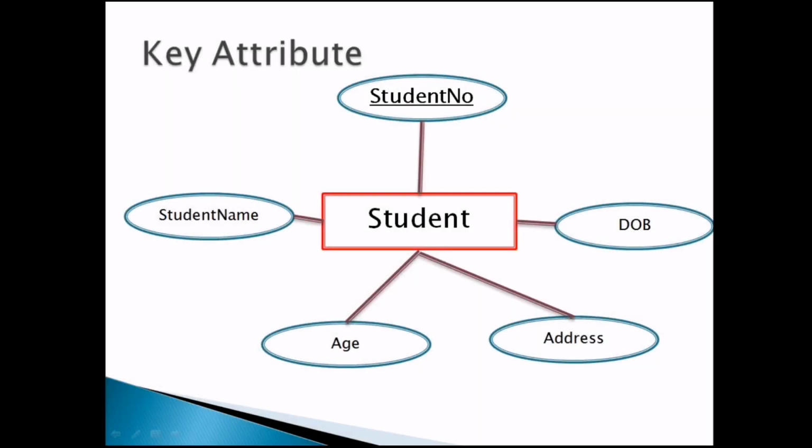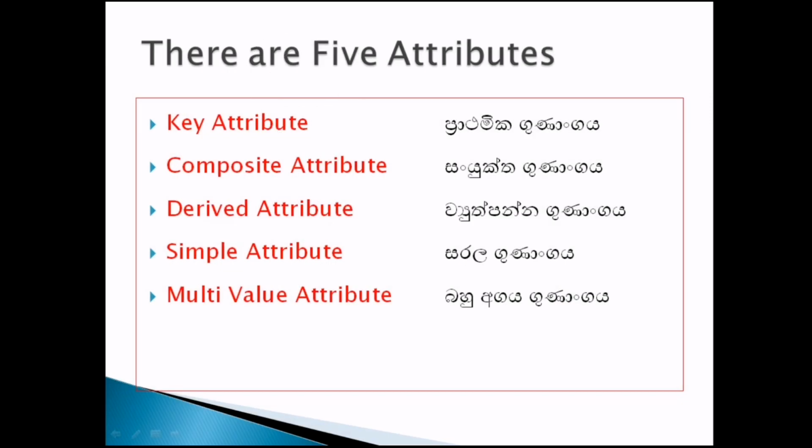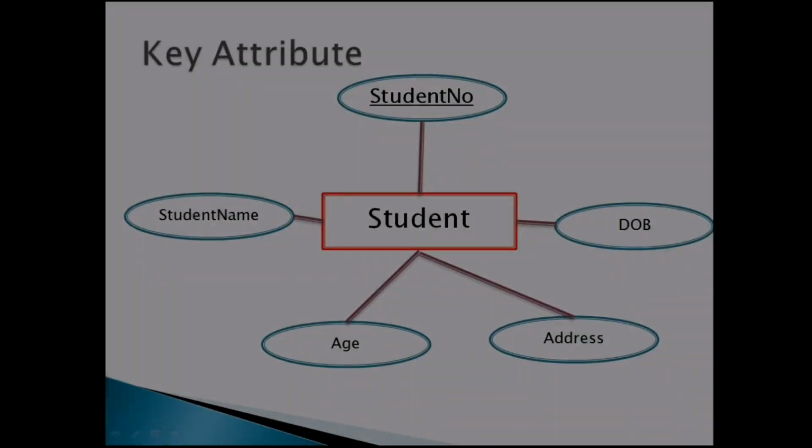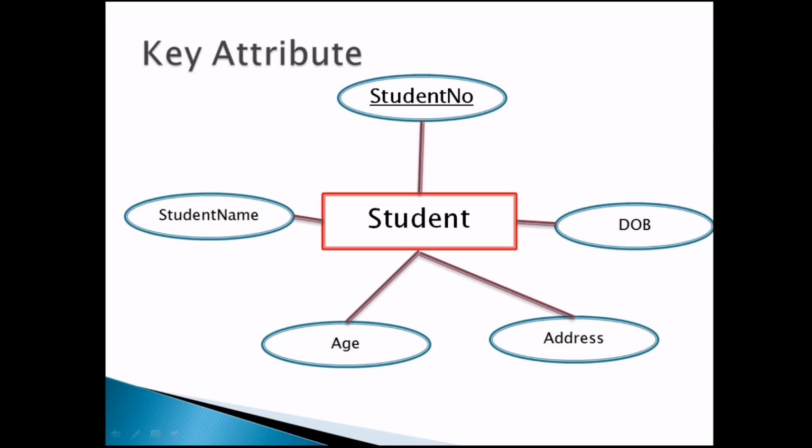Example for this. This is a student entity. There are so many attributes such as student number, date of birth, address, age and student name. These are represented by separate ellipses. There are 5 main attributes such as key attribute, composite attribute, derived attribute, simple attribute and multi-value attribute. In this slide, I am going to explain key attribute. So, what is a key attribute?